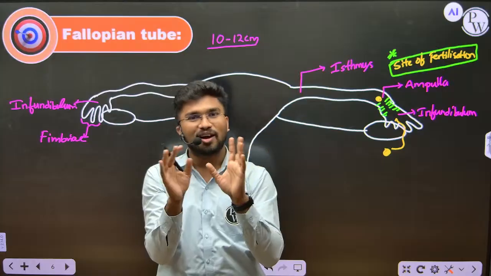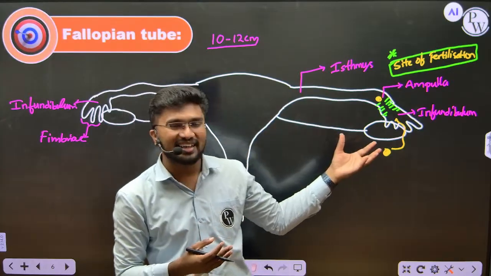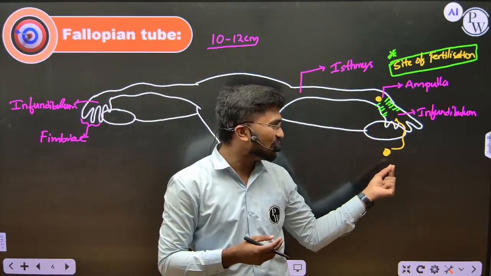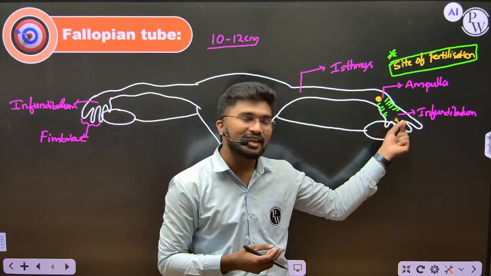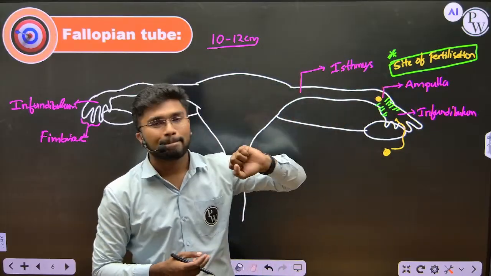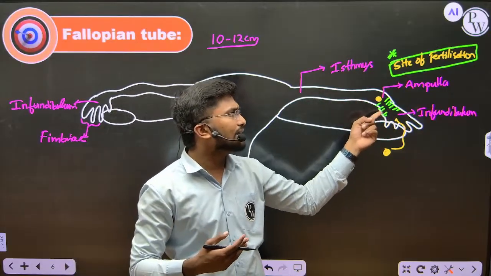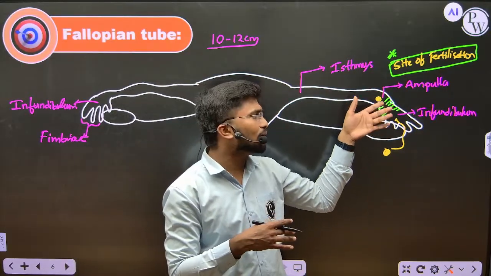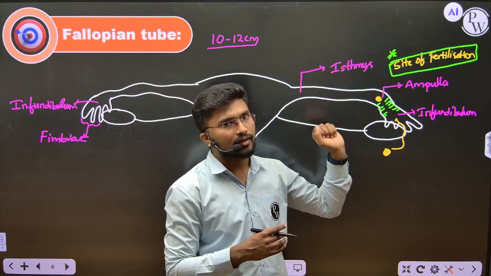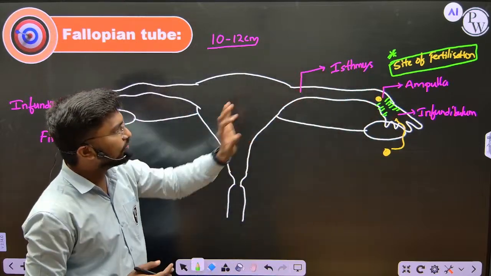Similarly, I'm not saying the same is present, I'm saying similarly an opening is there. Through that opening, the secondary oocyte will be released and enter the infundibulum. From the infundibulum, cilia are there, and the movement of cilia takes place. Got it? Okay. So this is about the fallopian tube.